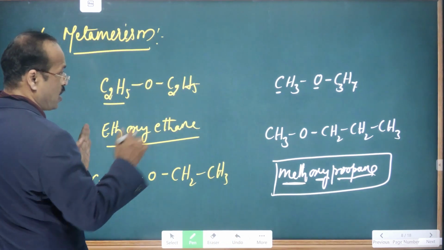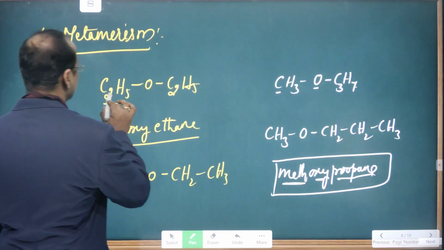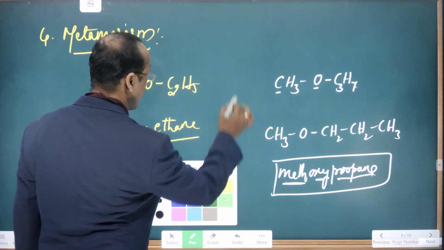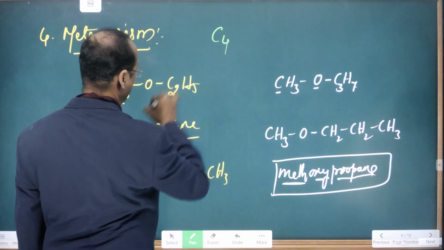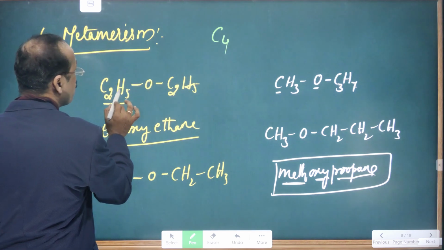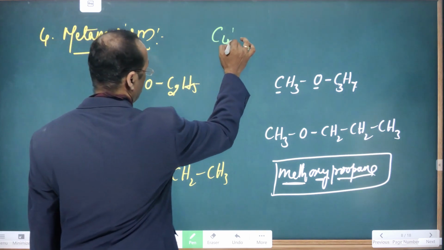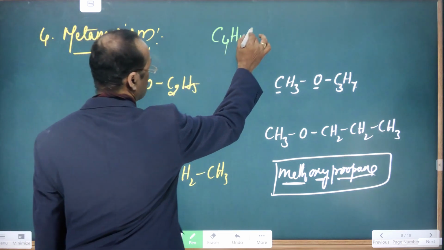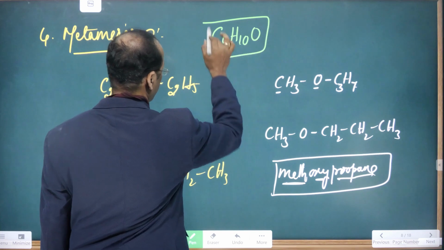Now let us see in both the compounds how many carbons are there in total. Here 2 carbons, here 2 carbons. So the total number of carbon atoms is 4, so I am writing C4. How many hydrogens are there? 5 plus 5, 10. So I am writing 10 hydrogens. How many oxygens? Only one oxygen. So this is the formula.